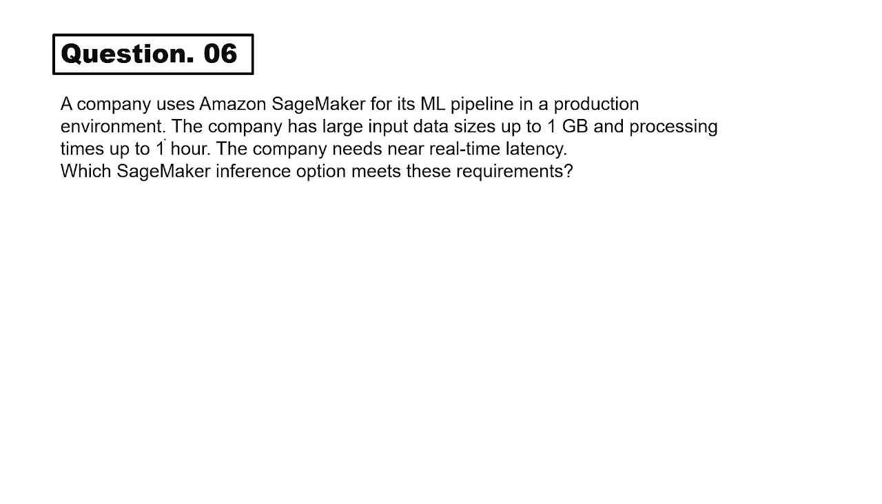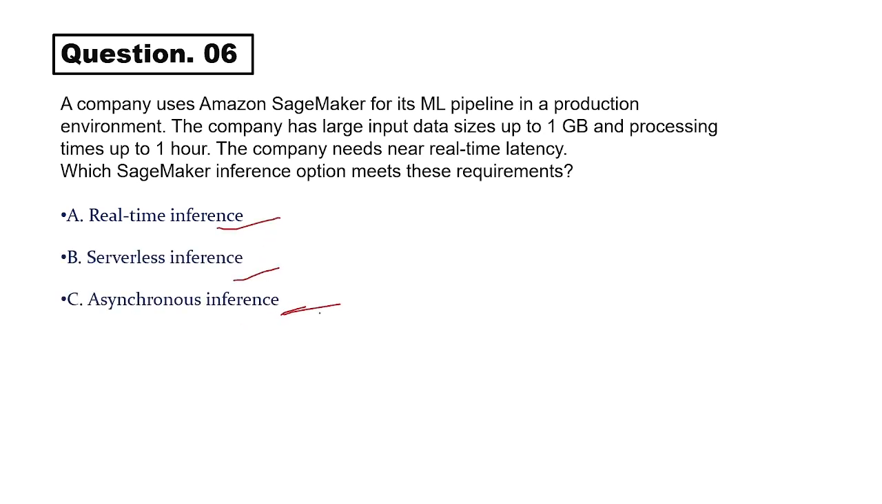Now question number 6. A company uses Amazon SageMaker for its ML pipeline in a production environment. The company has large input data sizes up to 1 GB and processing time up to 1 hour. The company needs near real-time latency. Which SageMaker inference option meets these requirements? Here are the options. Option A, real-time inference. Option B, serverless inference. Option C, asynchronous inference. Option D, batch transform. So again, take your time to guess the correct one.